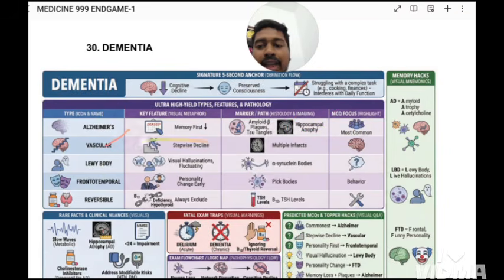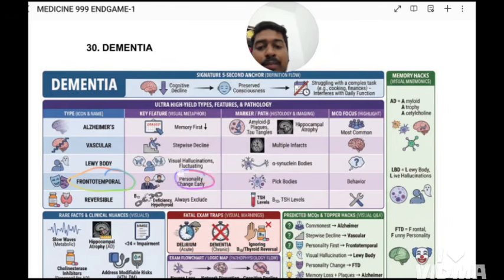Second is vascular, where you'll find stepwise decline, and there will be multiple infarcts. So remember, multiple infarcts, always think of vascular. Because of some vascular problem there are infarcts, and because of infarcts we have dementia. Okay. Third is Lewy body, where the important thing is hallucinations. Visual hallucination, and alpha synuclein. Again, this we had covered in pathology. Please go and watch it.